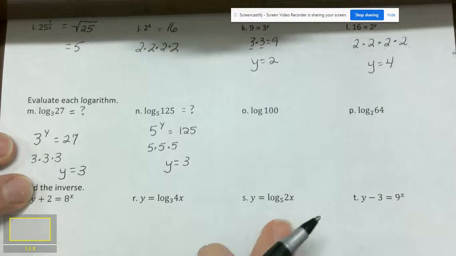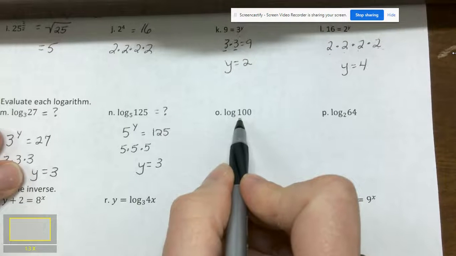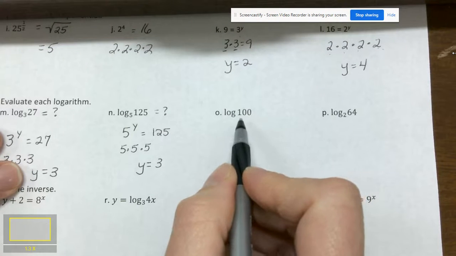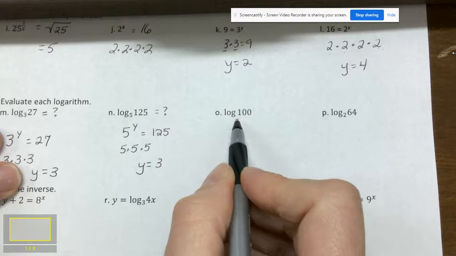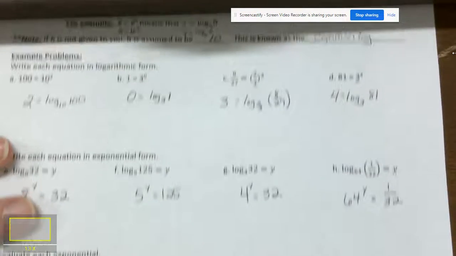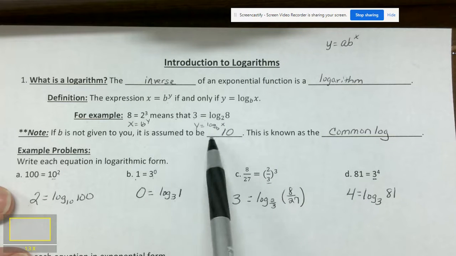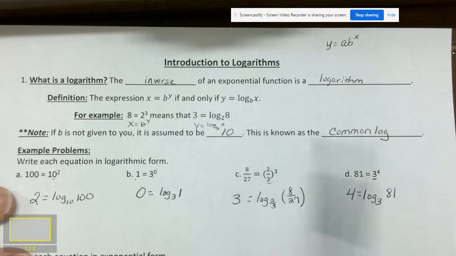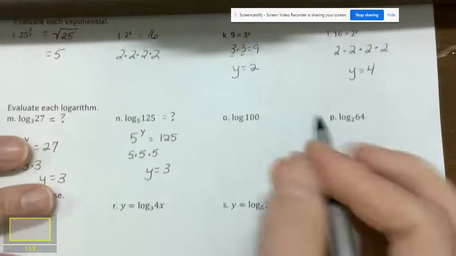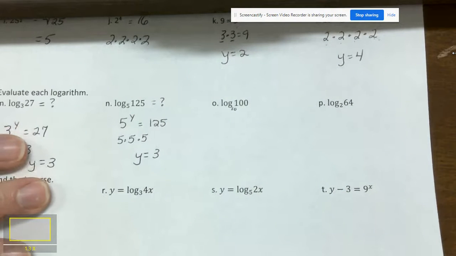Now, it's not always 3. Okay, log of 100. Now, some of you might be thinking there's no base here. But remember, in our previous video, we said, if b is not given to you, it is assumed to be 10, which is what we call the common log. So down here, what this means is that my base is 10 here. So that's a base of 10.